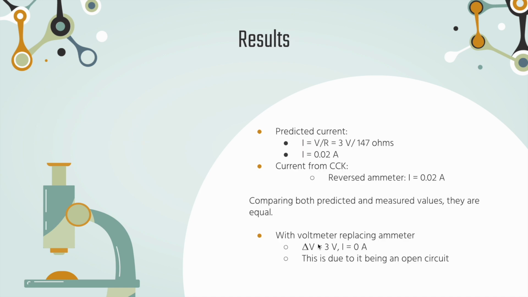The results for this part: the predicted current based on the equation from Ohm's law is I equals 0.02 amps, and the current I got from CCK with the reversed ammeter was the same value, 0.02 amps. So comparing predicted and measured values, they are equal. Then when we remove the ammeter and replace it with a voltmeter, the potential difference is 3 volts, but the current is equal to 0 amps, because it's an open circuit.